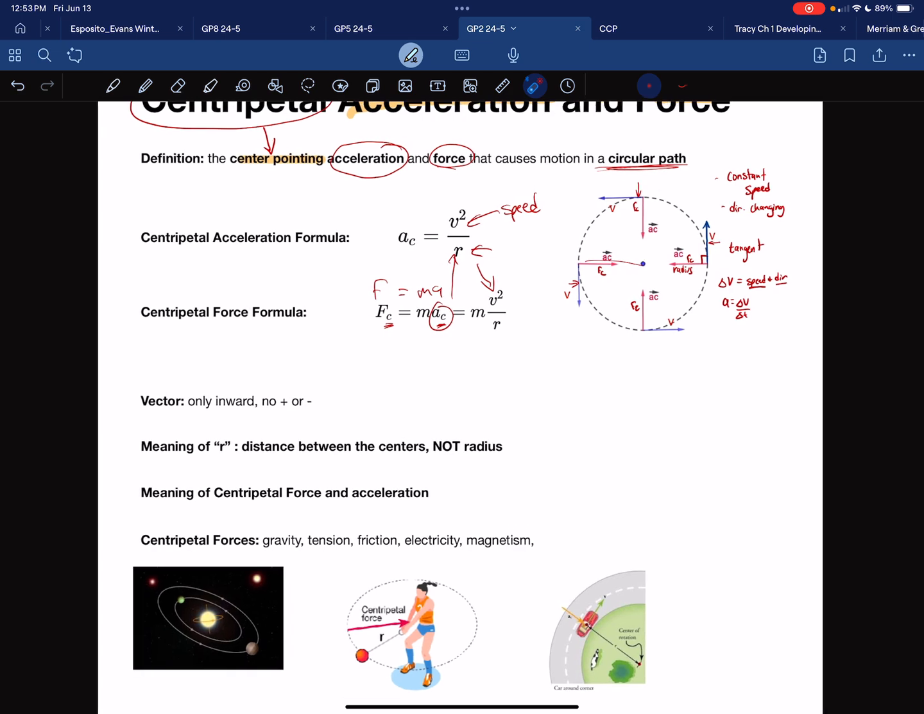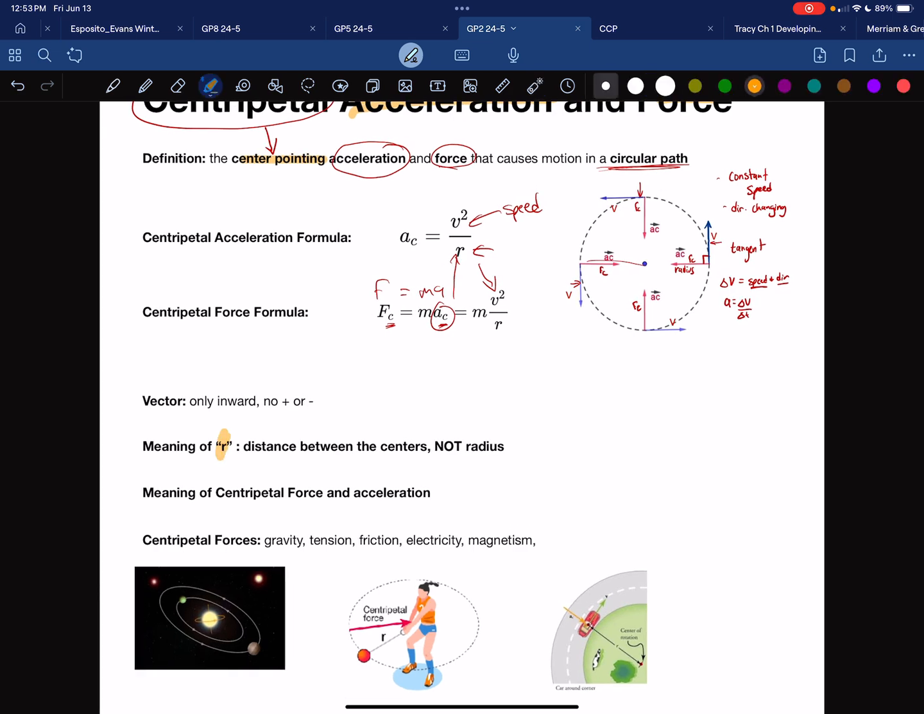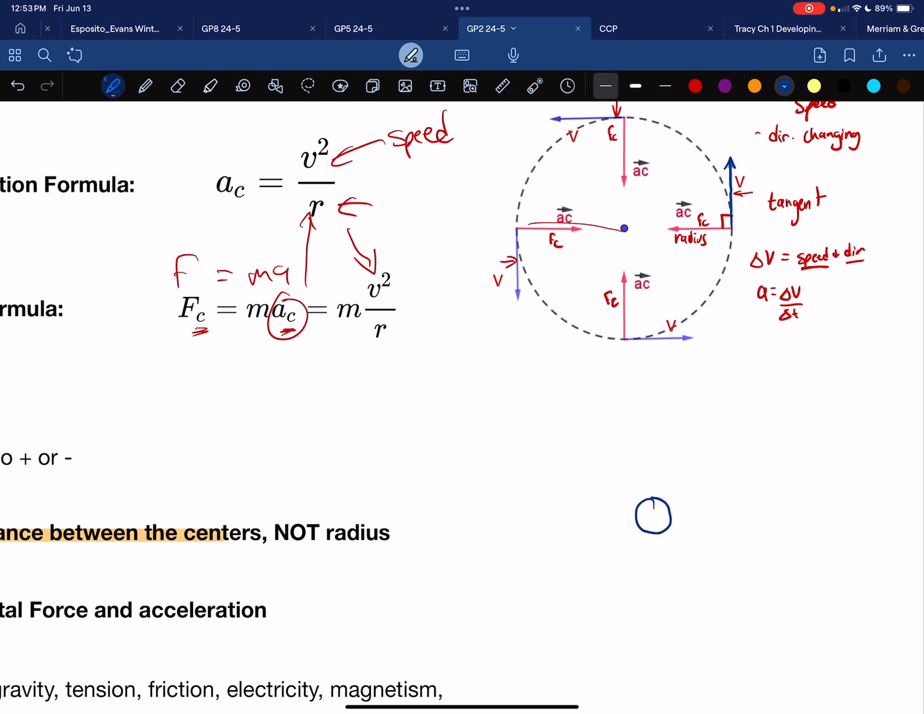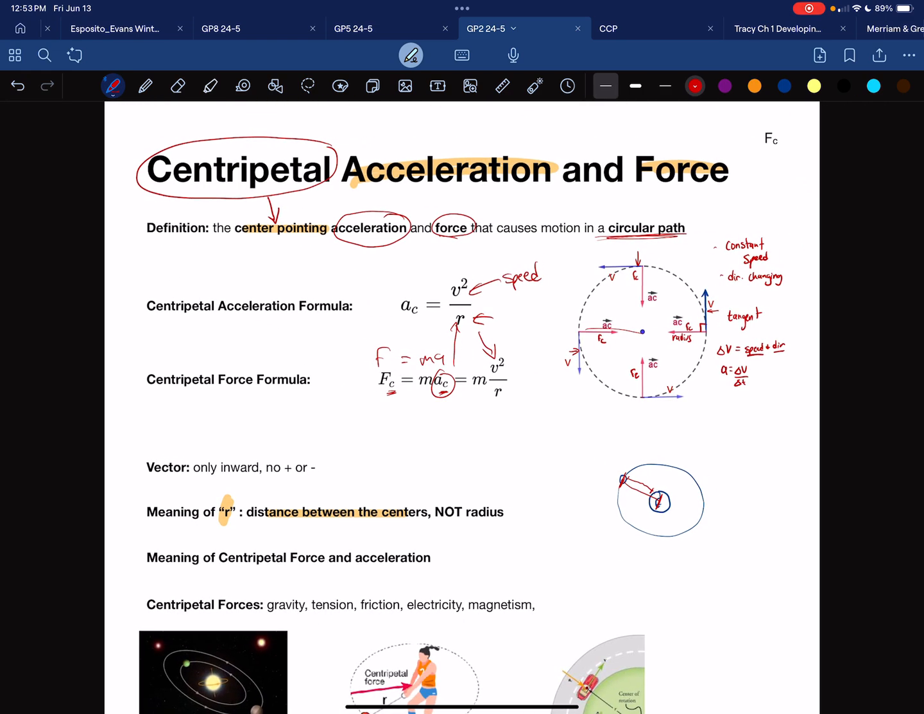Now, it's also important for us to remember that r does not refer to the radius. It refers to the distance between the centers. And the reason for that could be simple. I could say, for example, that we have the Earth like this, and there is a moon traveling around the Earth. And so r is the distance between the centers. It's not the distance from the Earth to the moon, which would be this distance, which would be a very different distance. So it's the distance between the centers.